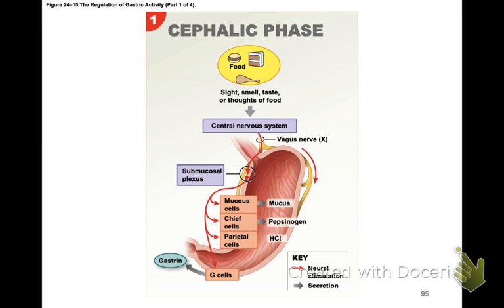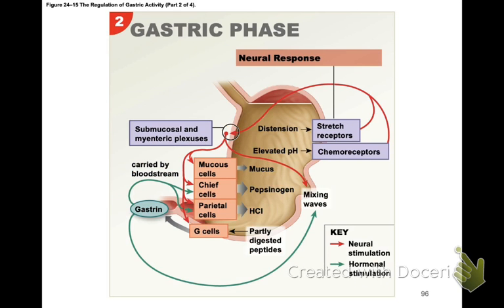And it could also be the presence of food in your mouth is all going to stimulate. Just kind of get your stomach ready to go. So it's going to stimulate secretion of gastrin, and it's going to stimulate the secretory cells, and it's going to stimulate contraction, which is going to make your stomach gurgle.